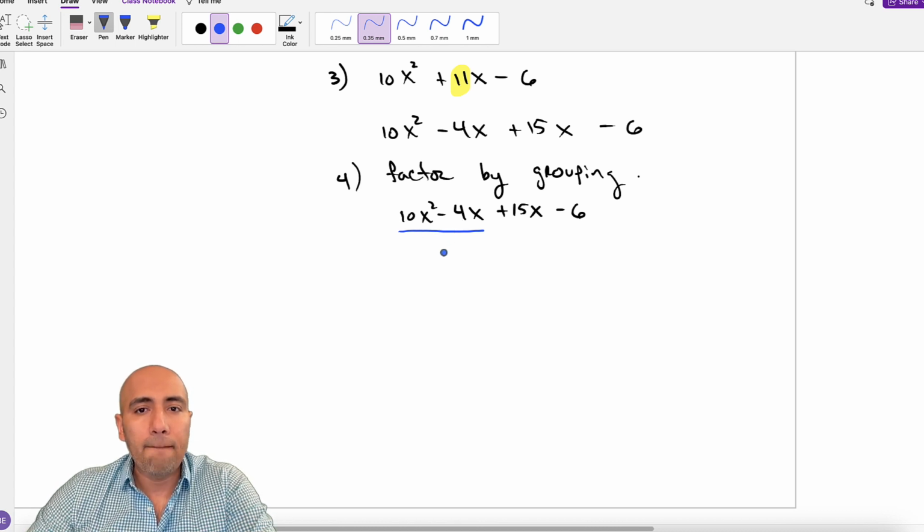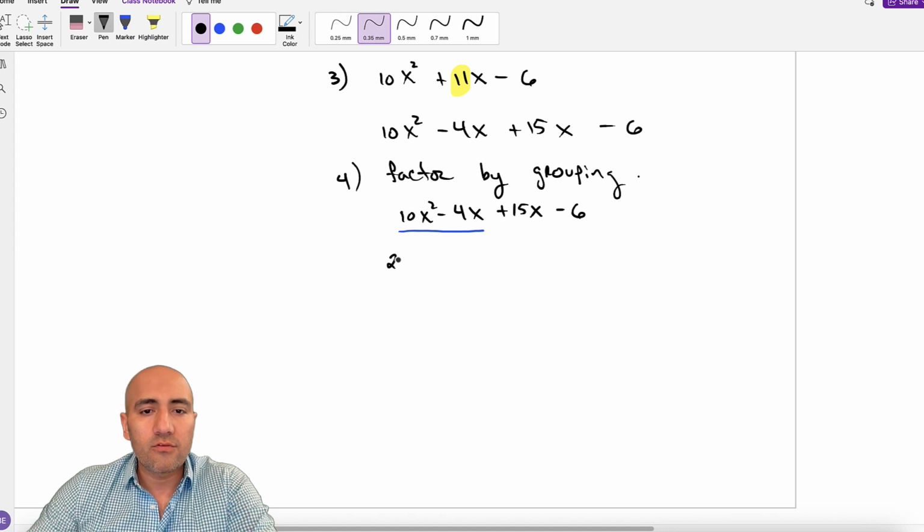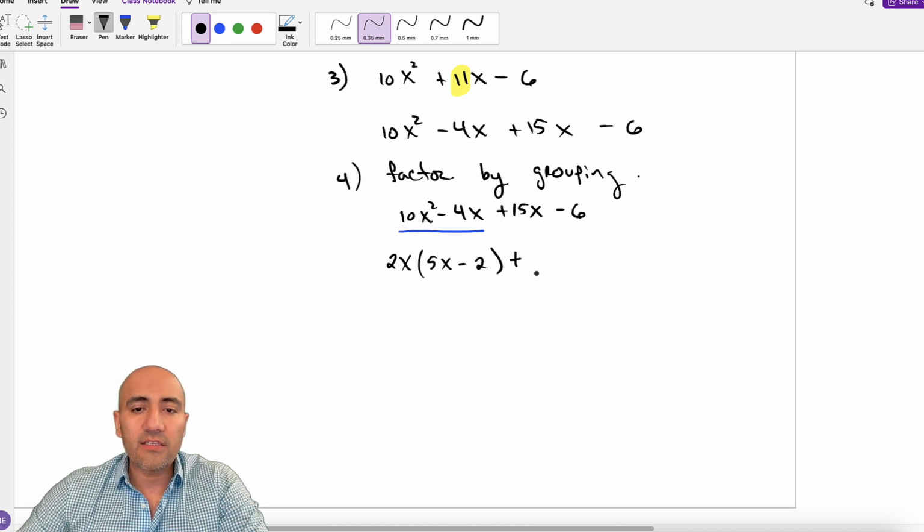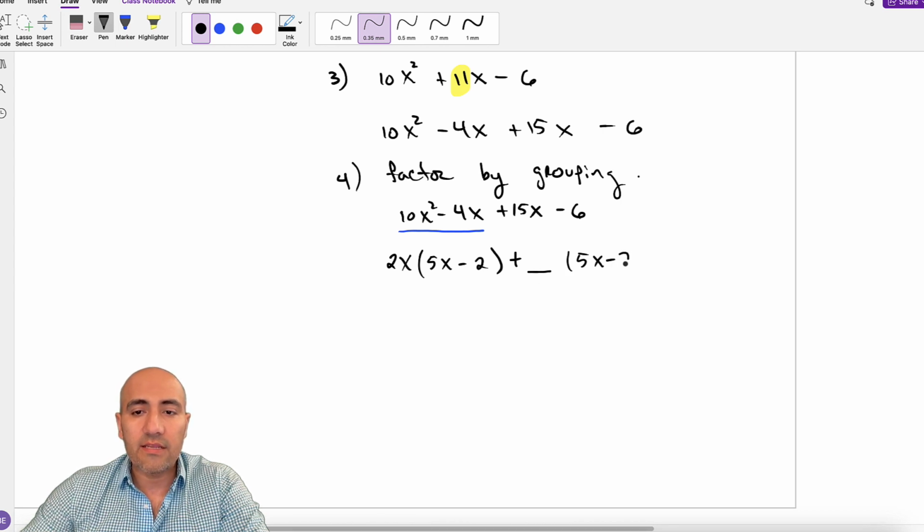What do they have in common? Okay, so they both have a 2 and an x in common. So I like to write that out here. 2x, parentheses, now this becomes 5x minus 2, right? So 2x times 5x gives you 10x squared, and 2x times minus 2 gives you minus 4x. Be careful with the signs. I always put a plus, blank, and then copy this binomial. Again, don't focus on the last two terms yet. That might confuse you. So I just copy this down. That's going to be 5x minus 2.